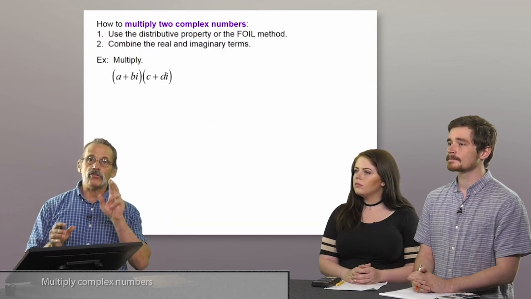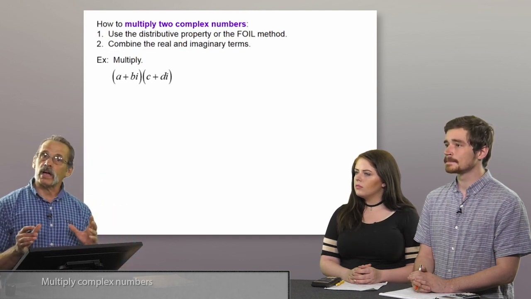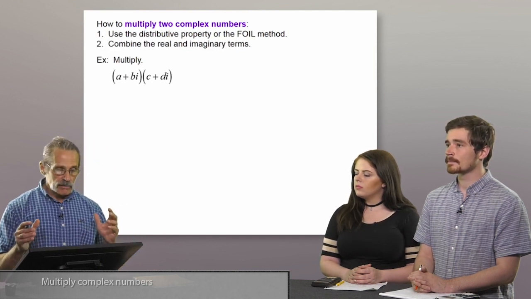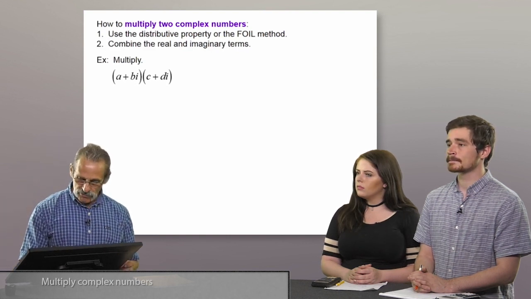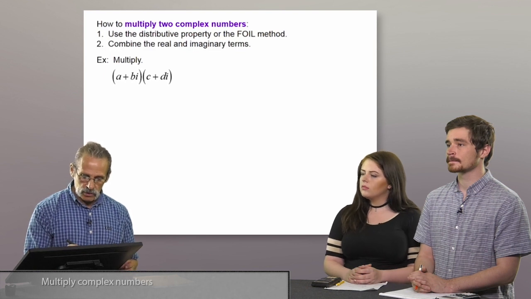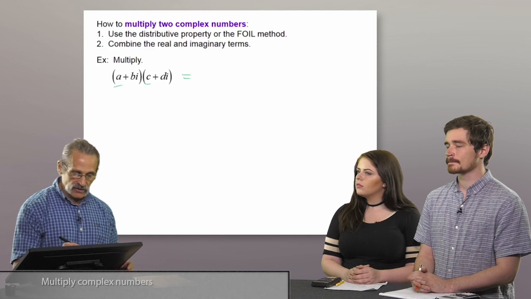Next, I want to multiply two complex numbers. So I'll take a plus bi and multiply it by c plus di. And basically, I'm just going to use the FOIL method and simplify. So I would go ahead and multiply my real components. A times c would be ac.